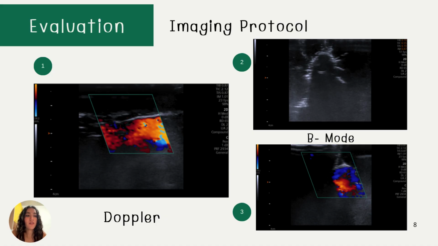However, in image 2, there is no flow, it's only the artery in B mode brightness, so we only see a healthy artery. And in the third, we can observe the same healthy artery in Doppler mode, and we can see that the flow is laminar, unidirectional, and doesn't change colors.